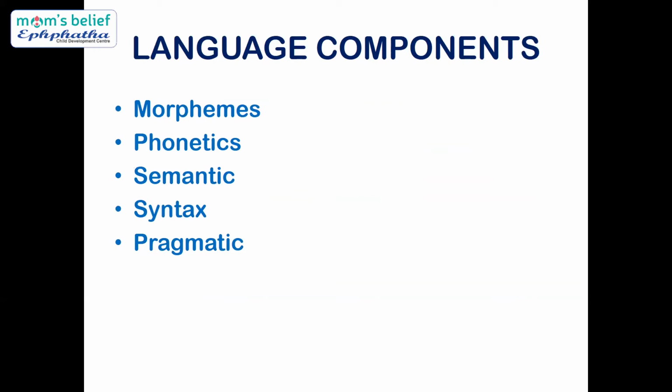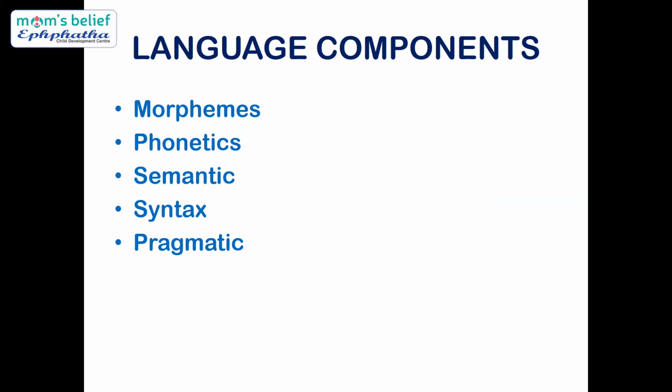Language components are nothing but, when we want to learn a new language, certain concepts and components of the language are very important. The first thing is something called morphemes. Scientifically we call it morphology, that means the study of the smallest unit of sounds. And then we have phonetics, or phonology, which is nothing but the study of sounds in a particular language.